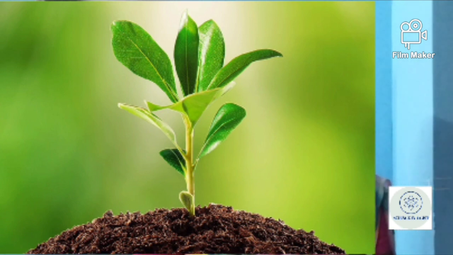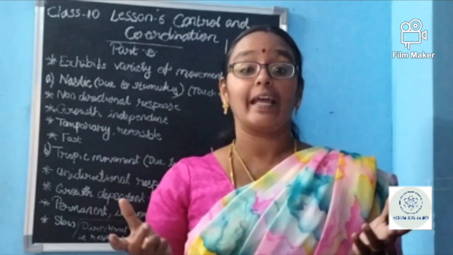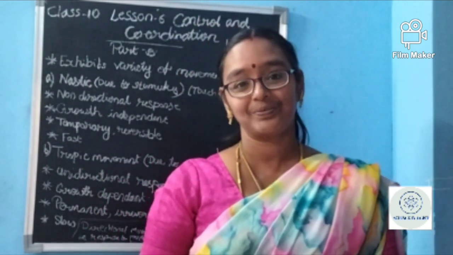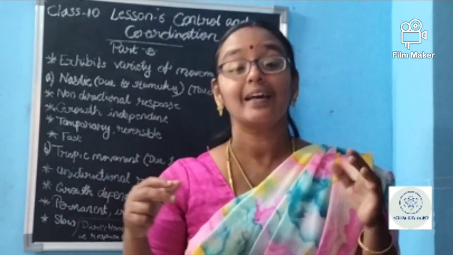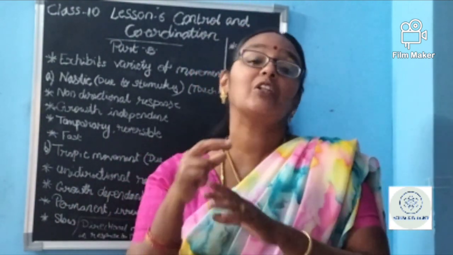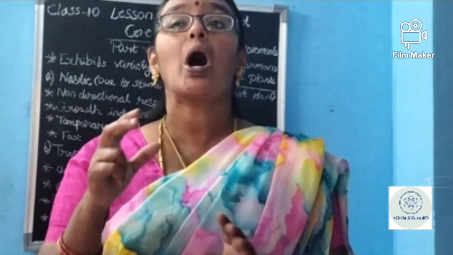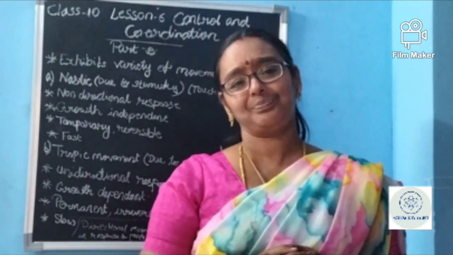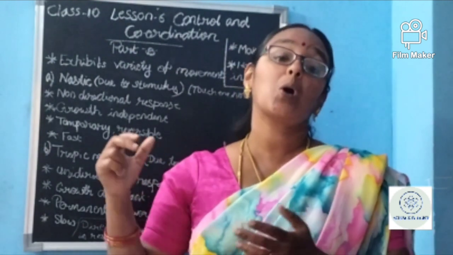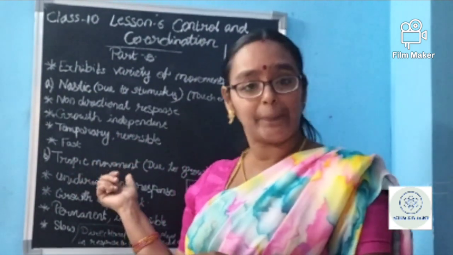plant is controlled. Is there any nervous system in plants? Is there a brain in plants? No. Brain, nervous system, all these will not be present in plants. So how is the growth of plants controlled and coordinated? How is it all done in plants? We are learning in part B.